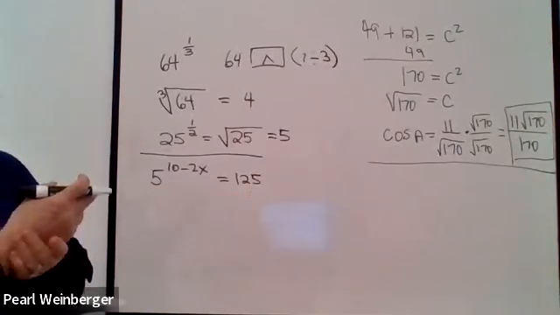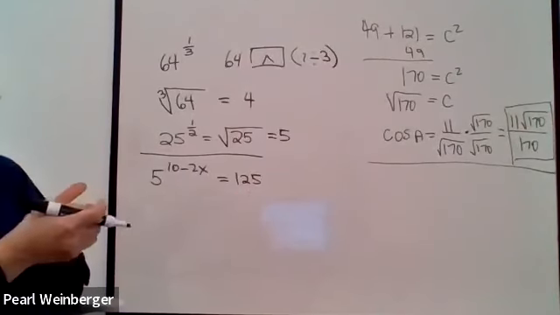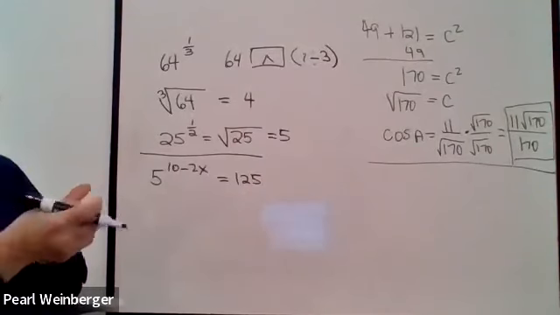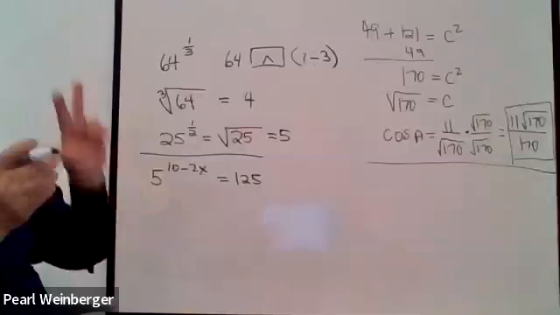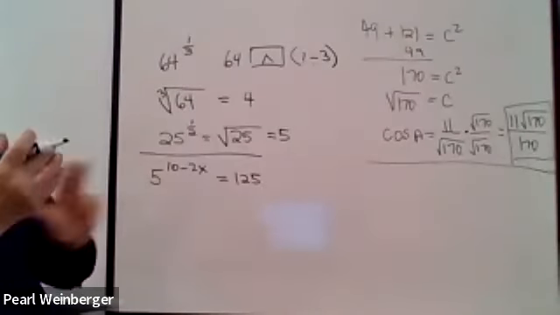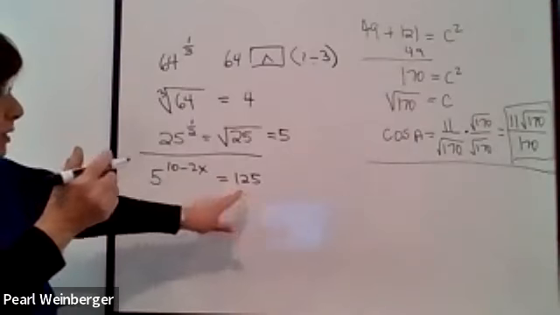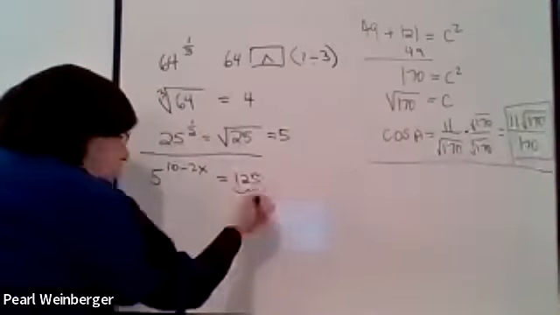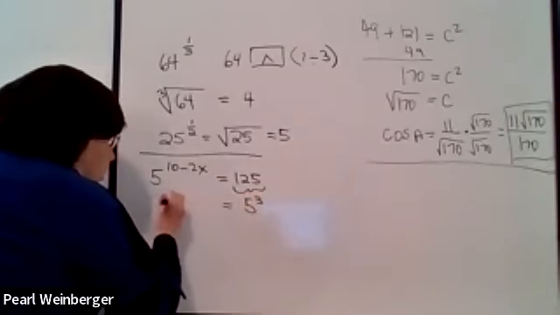Well, I just start multiplying by 5s. 5 times 5 is 25. 25 times 5 is 125. I get to 125 by doing 5 multiplied 3 times. In other words, this is equivalent to saying 5 to the 3rd power.